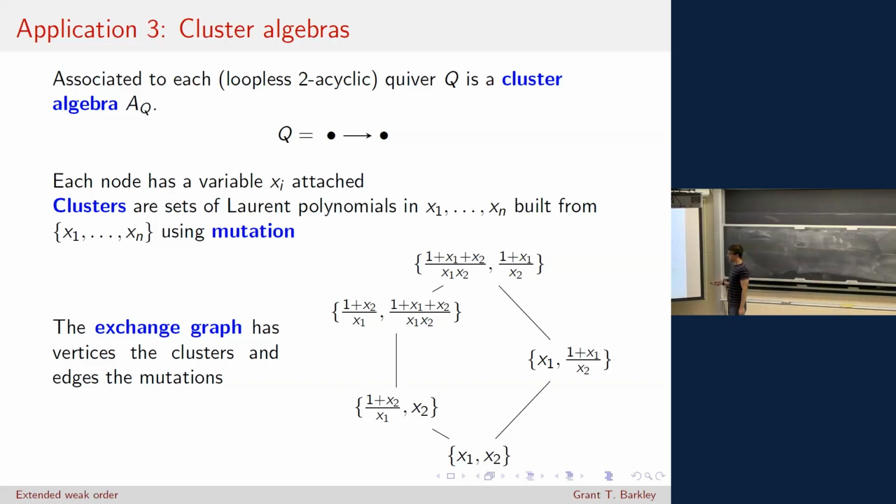And then you can write down a graph called the exchange graph. The vertices are just the clusters, and the edges are the mutation relation. So I would go from this set to this set by mutating at x1. And so we get a graph. If you do it for this quiver right here, it looks like a pentagon.